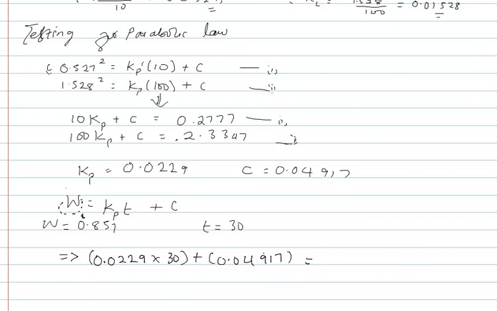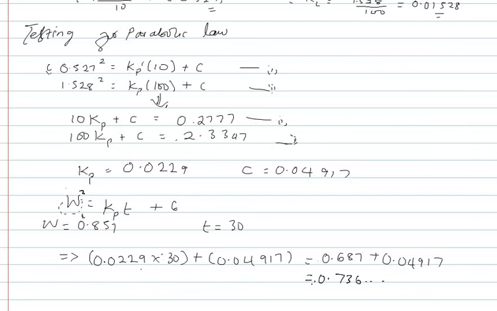Now 0.0229 multiplied by 30 will give you 2.29 multiplied by 3, right? And that's 0.687. So we have 0.687 plus 0.04917. So you add these up and it will give you 0.736. When you remember that actually this value is not just W but W squared, this will prompt you to take the square root of this answer to see whether it will give you this W.